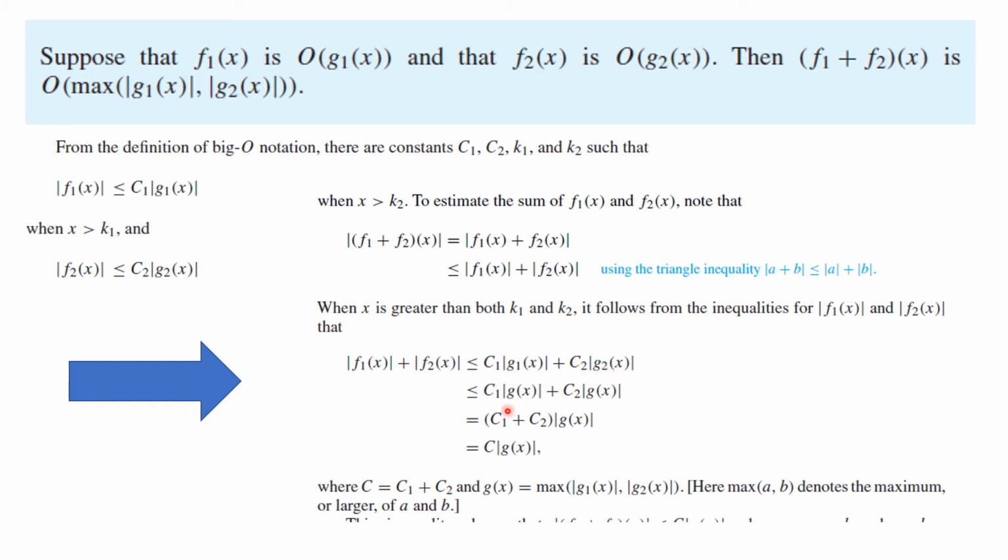I can take the C1 plus C2, certainly this is less than C1 plus C2 in each case, and I can factor out the g, and I get this. Now g in this case was the maximum of the two. So what we were able to do is say, yes, we can do this kind of calculation whenever we're adding functions and using big O notation.